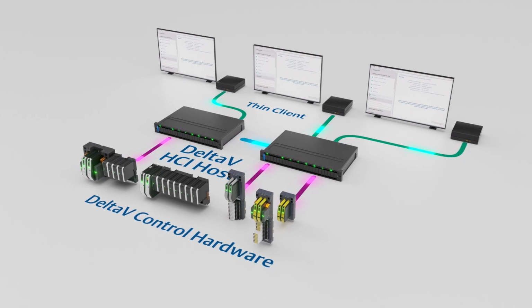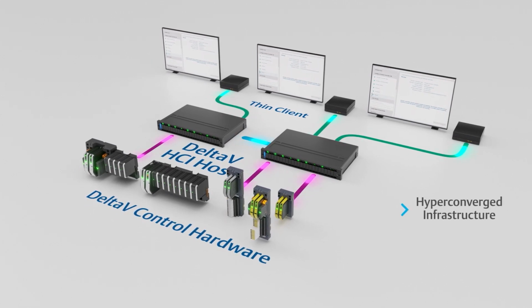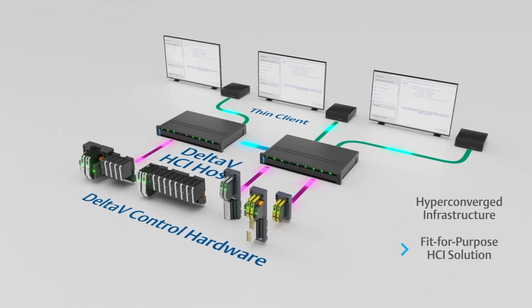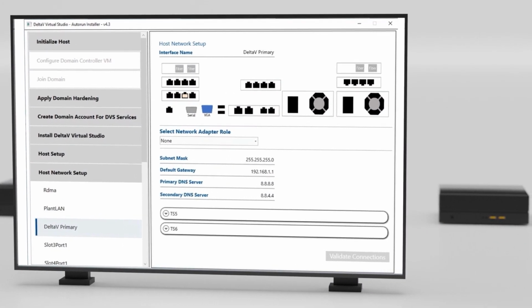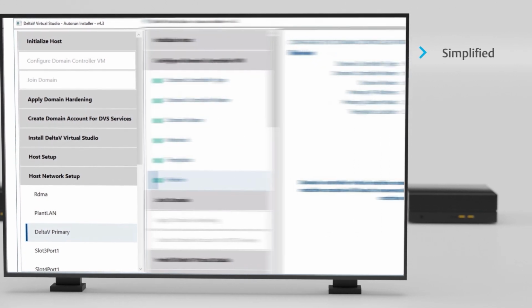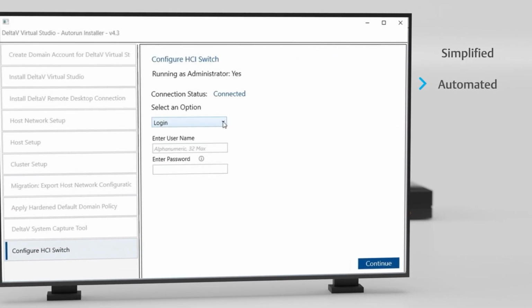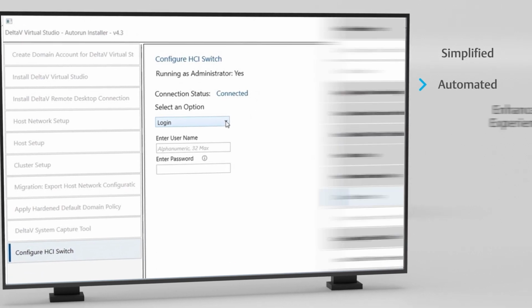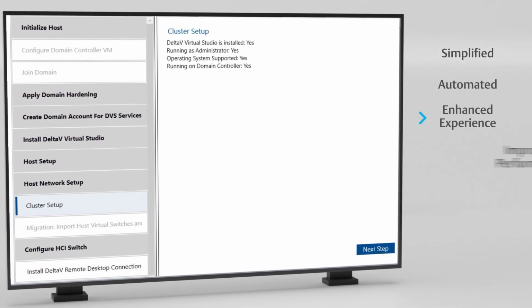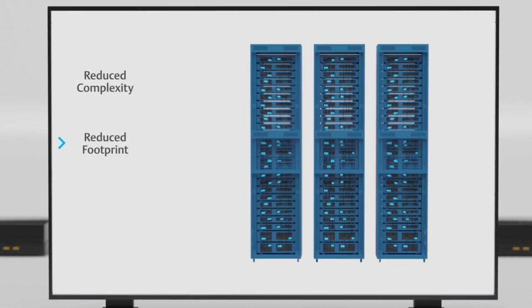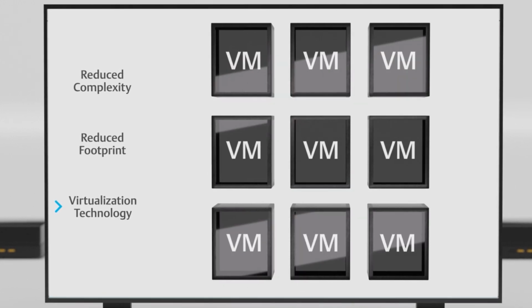DeltaV Virtual Studio supports a hyperconverged infrastructure and is an automation-centered, fit-for-purpose HCI solution. Deploying a virtualization infrastructure becomes greatly simplified with the automated setup and configuration tools built within the DeltaV Virtual Studio. In addition, this enhances the user experience and achieves improved performance. It also reduces the complexity and footprint while delivering all the benefits of virtualization technology.